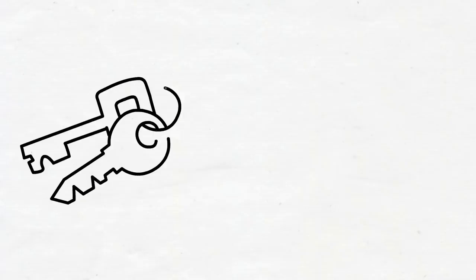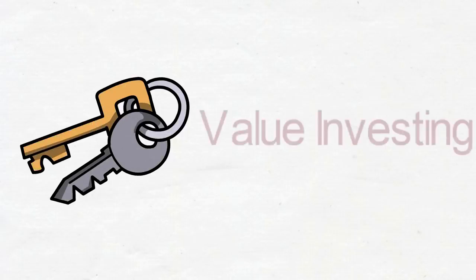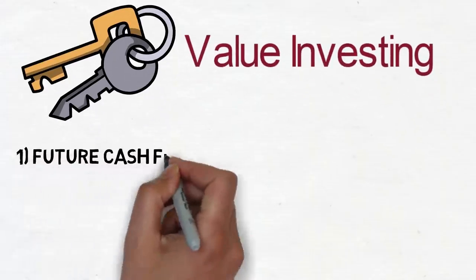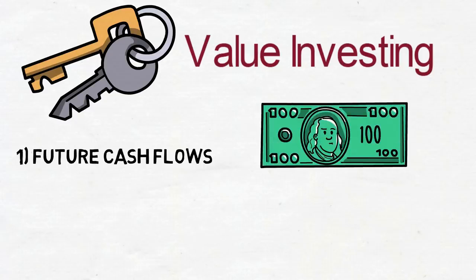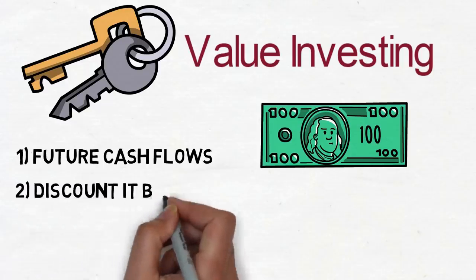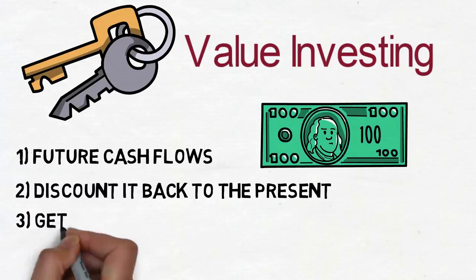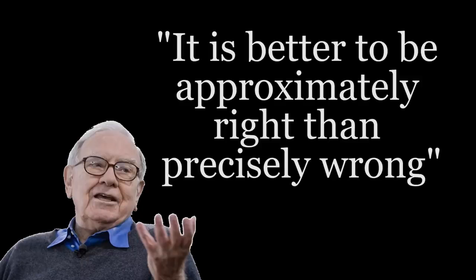So, there you have it. Those are the key things that you need to focus on when determining the intrinsic value of a business. Focus on the future cash flows of the business that you are buying. How much money will this business earn for you in the future? And then work out how much those earnings, that cash flow, are worth to you today. You don't need to get an exact number, just get a ballpark figure. As Warren Buffett famously said, it is better to be approximately right than precisely wrong.